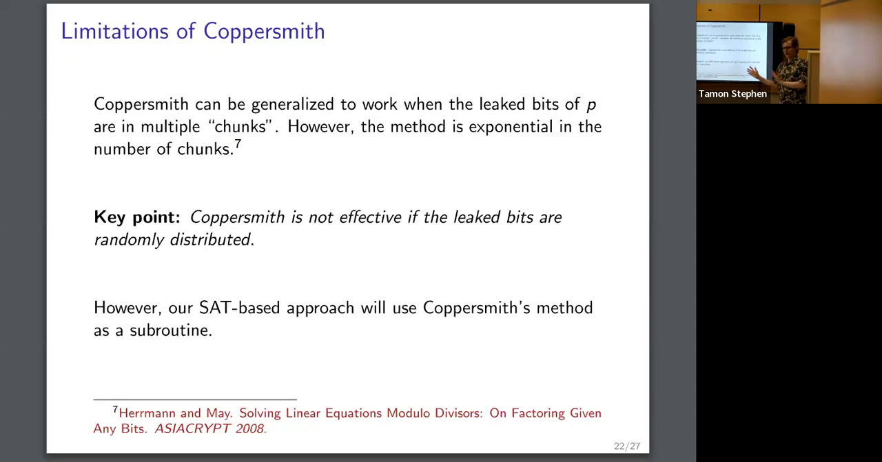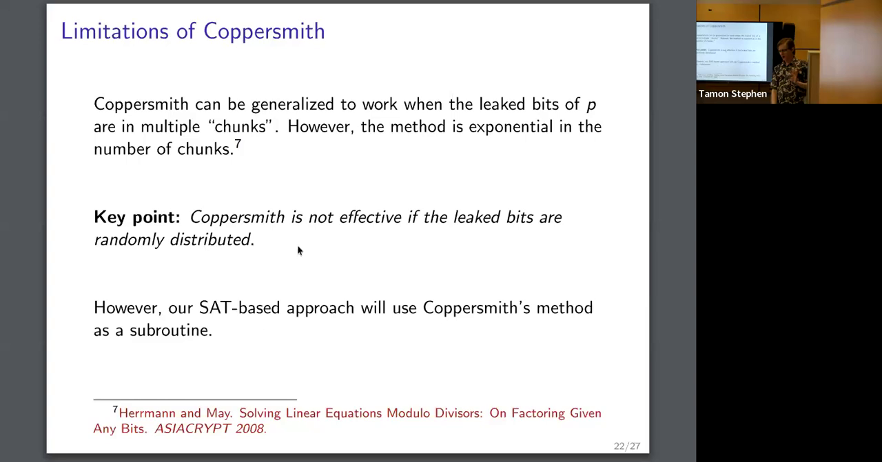In that case, we can factor in with Coppersmith. But actually, the scenario I talked about, the bits were randomly distributed in the prime. So actually Coppersmith does not apply in this case. There are generalizations of Coppersmith, which will work when you have multiple chunks of these bits. The method doesn't apply in our scenario, because it's actually going to be exponential in the number of chunks. So it only works if you have a really small number of chunks.